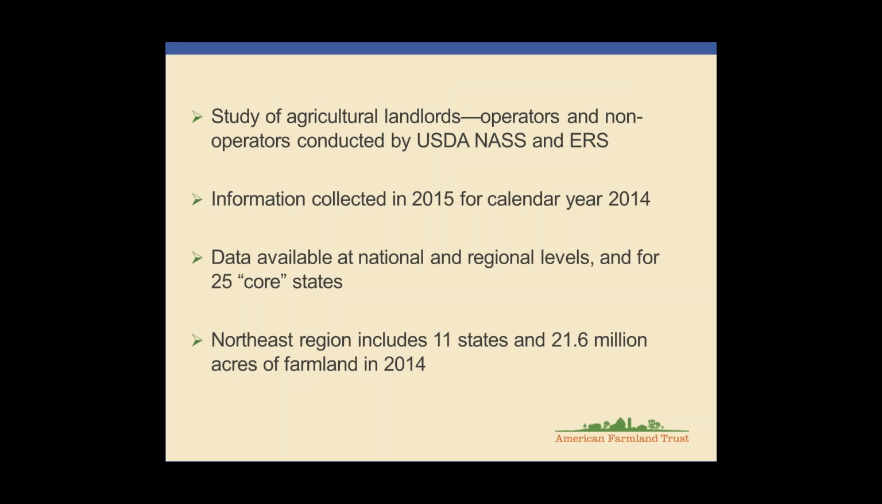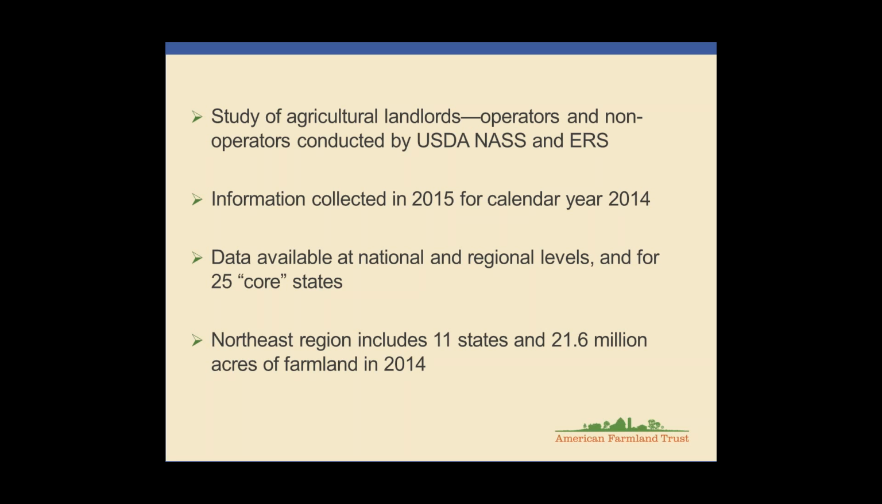It's formally called the 10-Year Ownership and Transition of Agricultural Land Survey. And it's a complete study of all agricultural landlords, operators and non-operators. As I said, it's conducted by NASS, but in collaboration with the Economic Research Service. It was building off an earlier survey and updating information collected as part of the Agricultural Economics and Land Ownership Survey, which some of you may remember, ALOS, back in 1999. For Total, information was collected in 2015 for calendar year 2014.